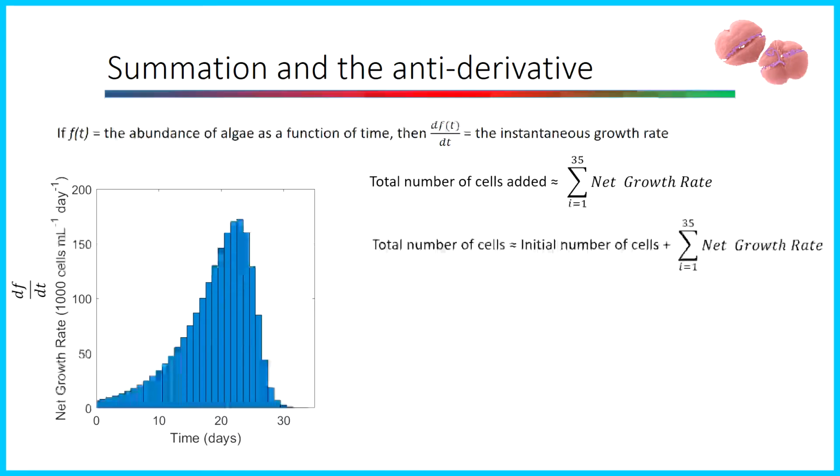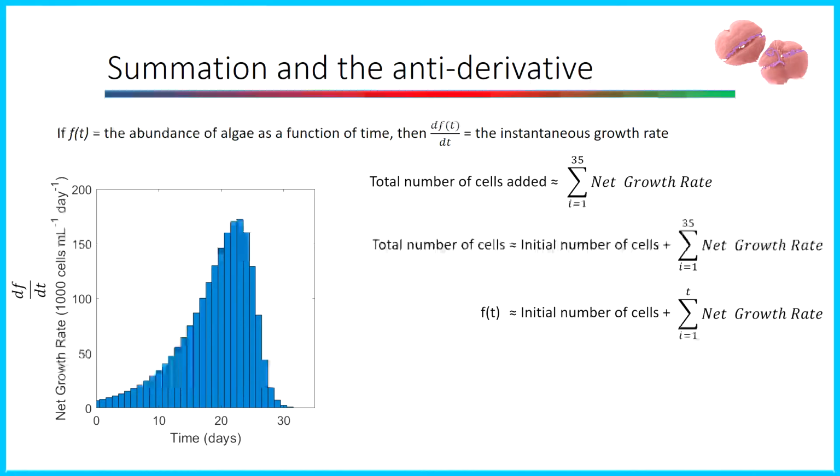On the other hand, if we wanted to compute the total number of cells at any day in our experiment, we could just make a small change in the equation. Instead of taking the summation from i equals 1 to 35, we'll take the summation from i equals 1 to a variable t, where t is the day on which we want to know the Karenia abundance. Note that the total number of cells is now a function of time. If we put different values for t in there, we'll get different answers. Since this is a function of time, let's go ahead and call it f of t.